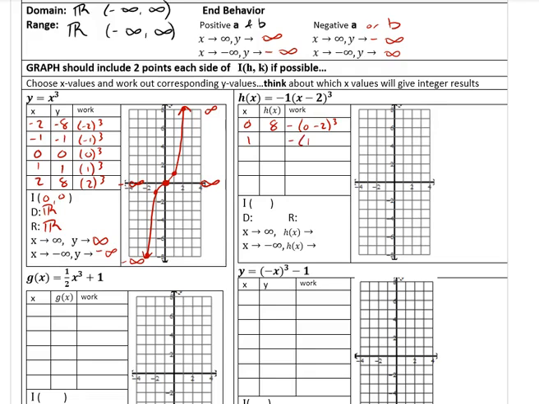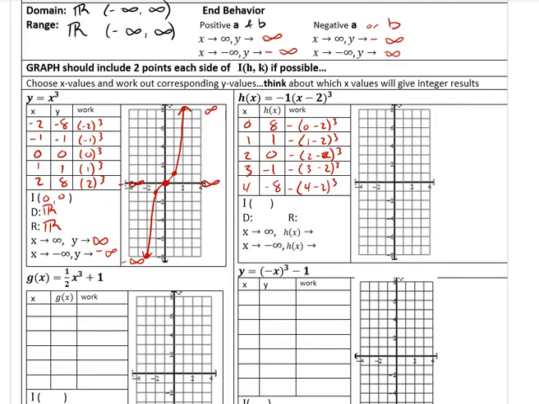1 would give me a positive 1. 2 would give me 0. 3 would give me a -1. And 4 would give me a -8.